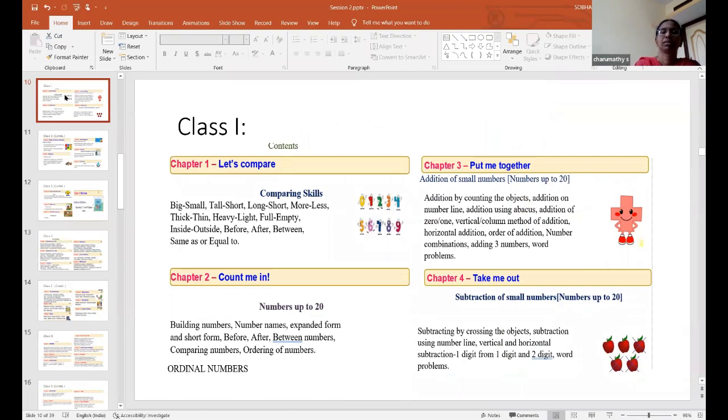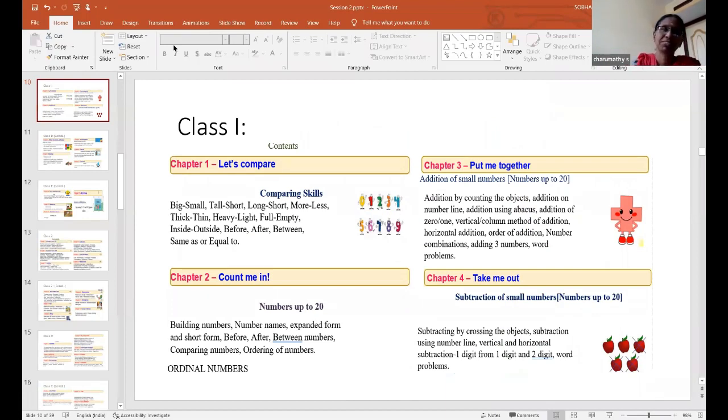Okay. So let me continue. For class 1, I have listed the topics based on our in-house publications. Yes, ma'am, she has mentioned life skill oriented activities. That includes experiential learning activities, ma'am.